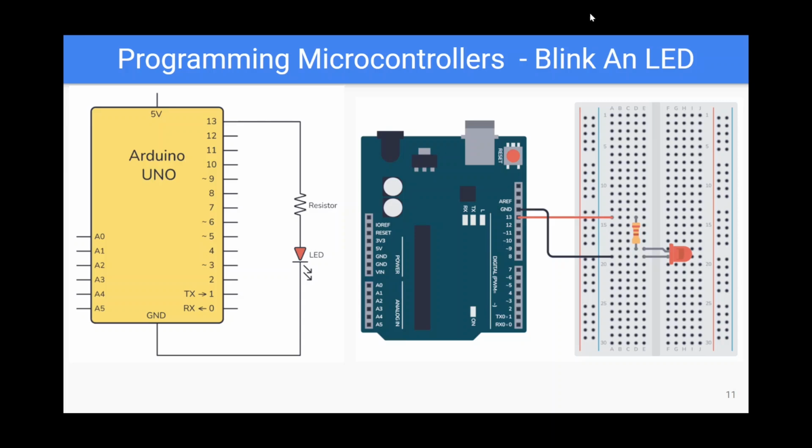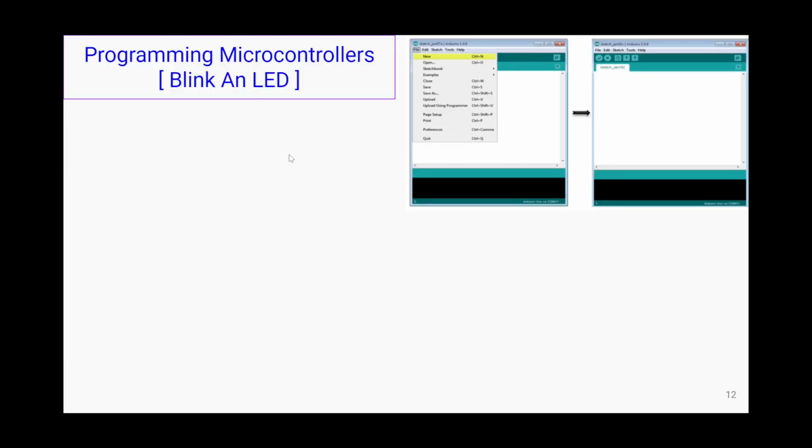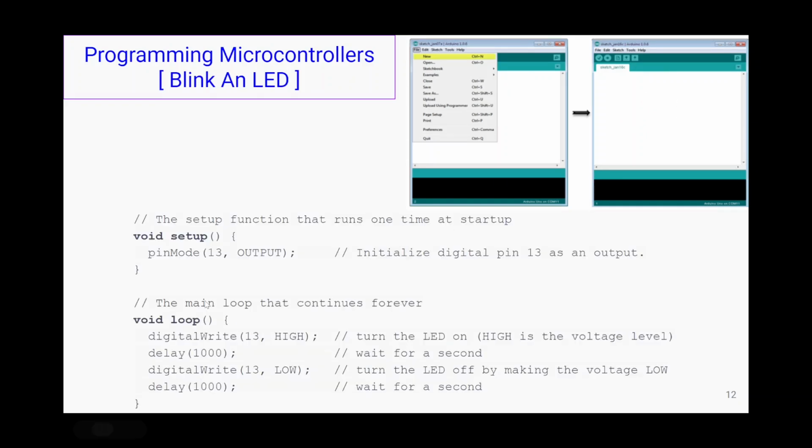Okay, so now we need to write a program, and to write a program we're going to run the Arduino IDE. This is how an IDE looks. We will make a new sketch, so this is File, New. This is what the window will look like when you open a new sketch, and this is exactly what we're going to write here, as mentioned in the previous example.